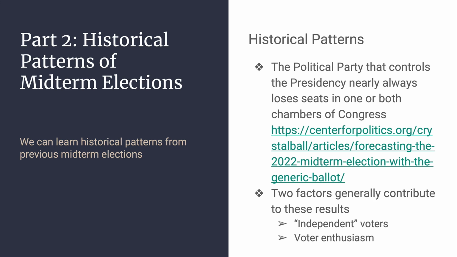All right. Historical patterns of midterm elections, where we can actually learn a fair amount from our past about what we can expect in any typical midterm election. The main item to note here is that the political party that controls the presidency nearly always loses seats in one or both chambers of Congress. So we'll look at a link here to demonstrate some data about these historical patterns.